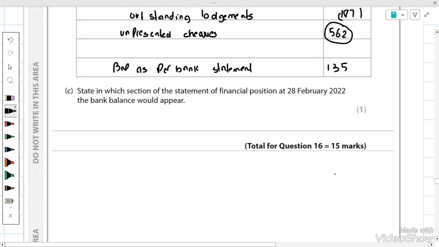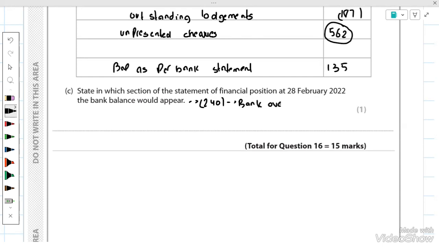Okay, so state in which section of the statement of financial position at 28 Feb 2022 the bank balance would appear. Our bank balance was 240, which is negative. So this is basically our bank overdraft. That is why it will be recorded in the current liabilities.